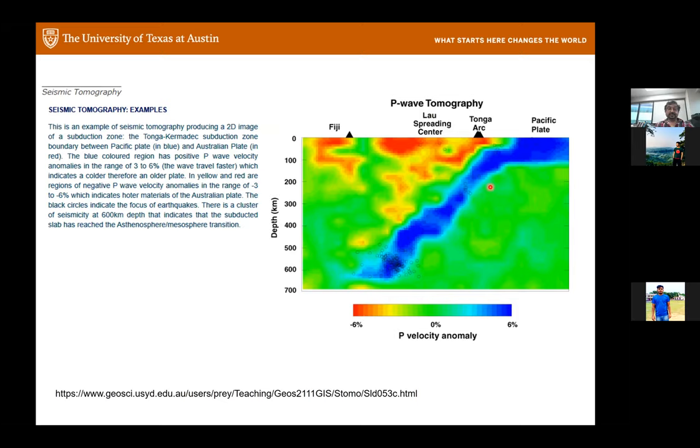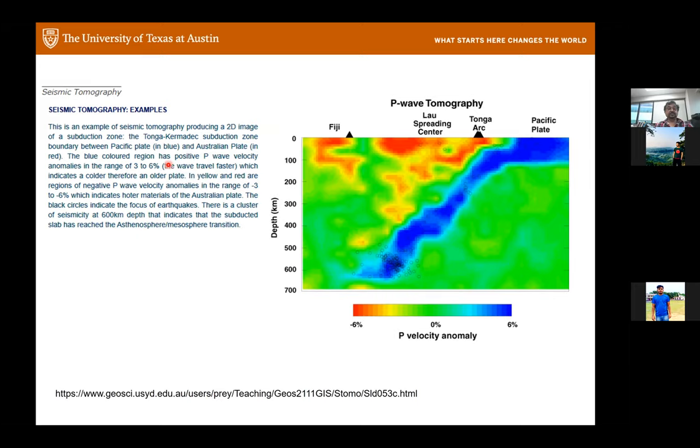And this is something I showed you yesterday. So now you should be able to relate it to yesterday's talk. And this is a beautiful picture of a subduction zone. This shows you the subducting plate as a positive velocity anomaly. And this is basically interpreted as due to some kind of temperature effect.